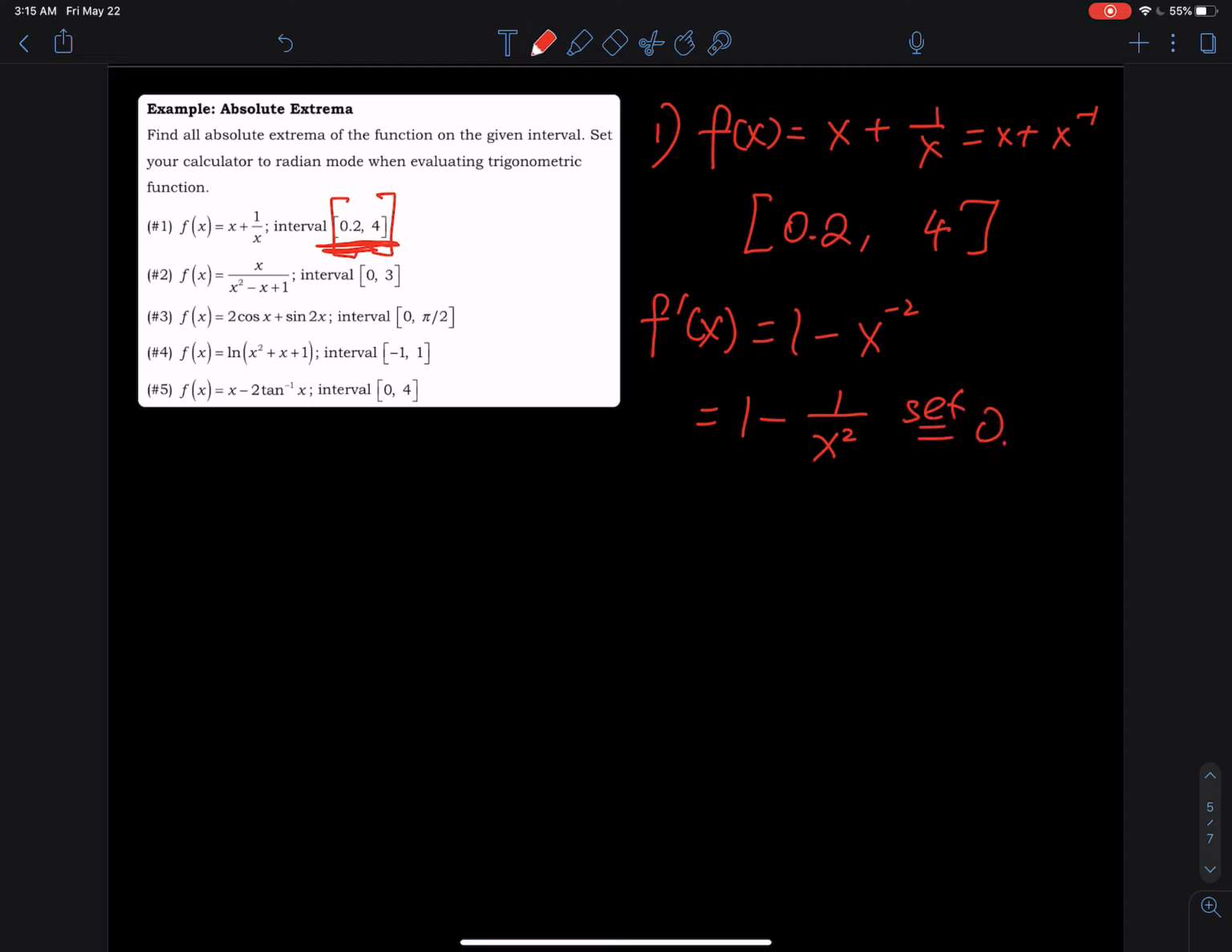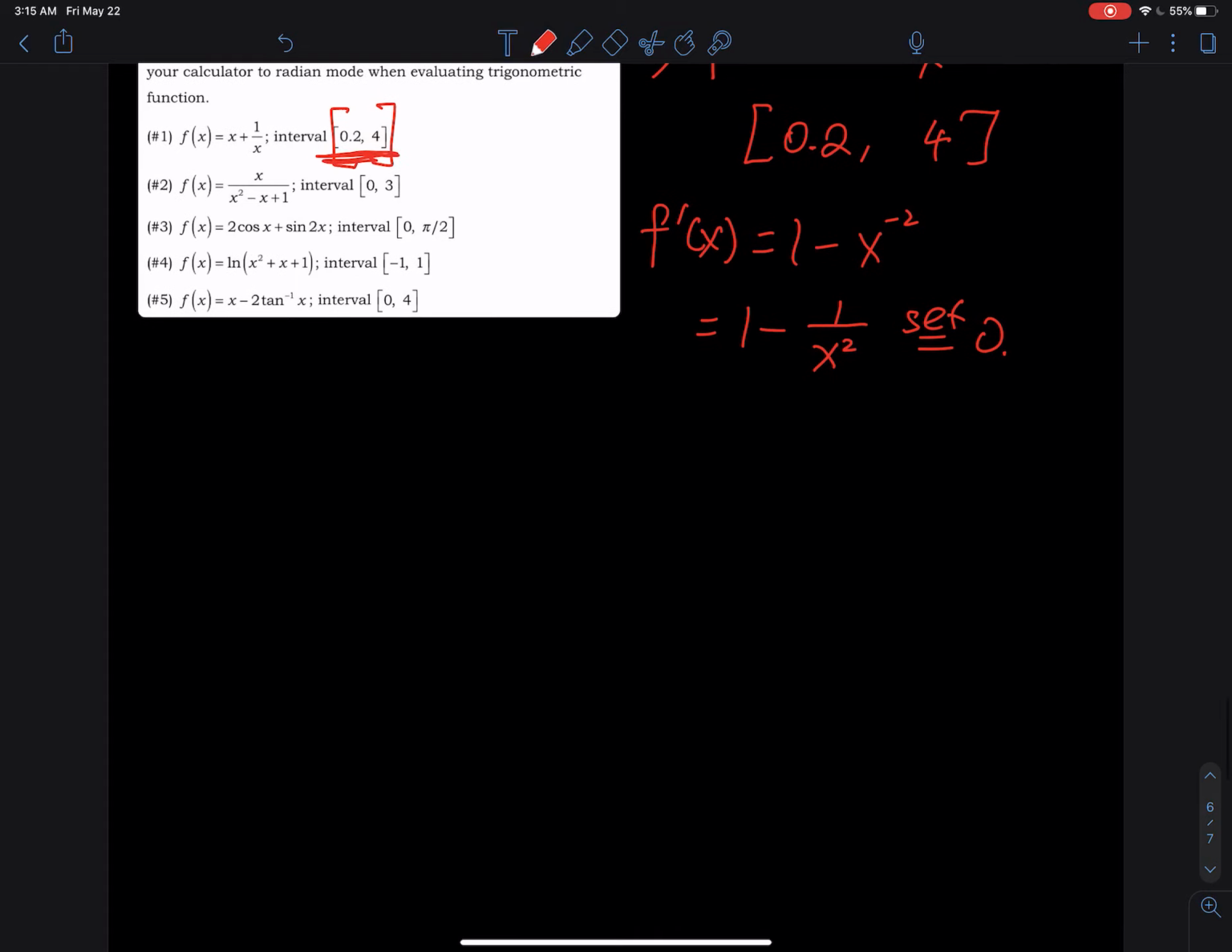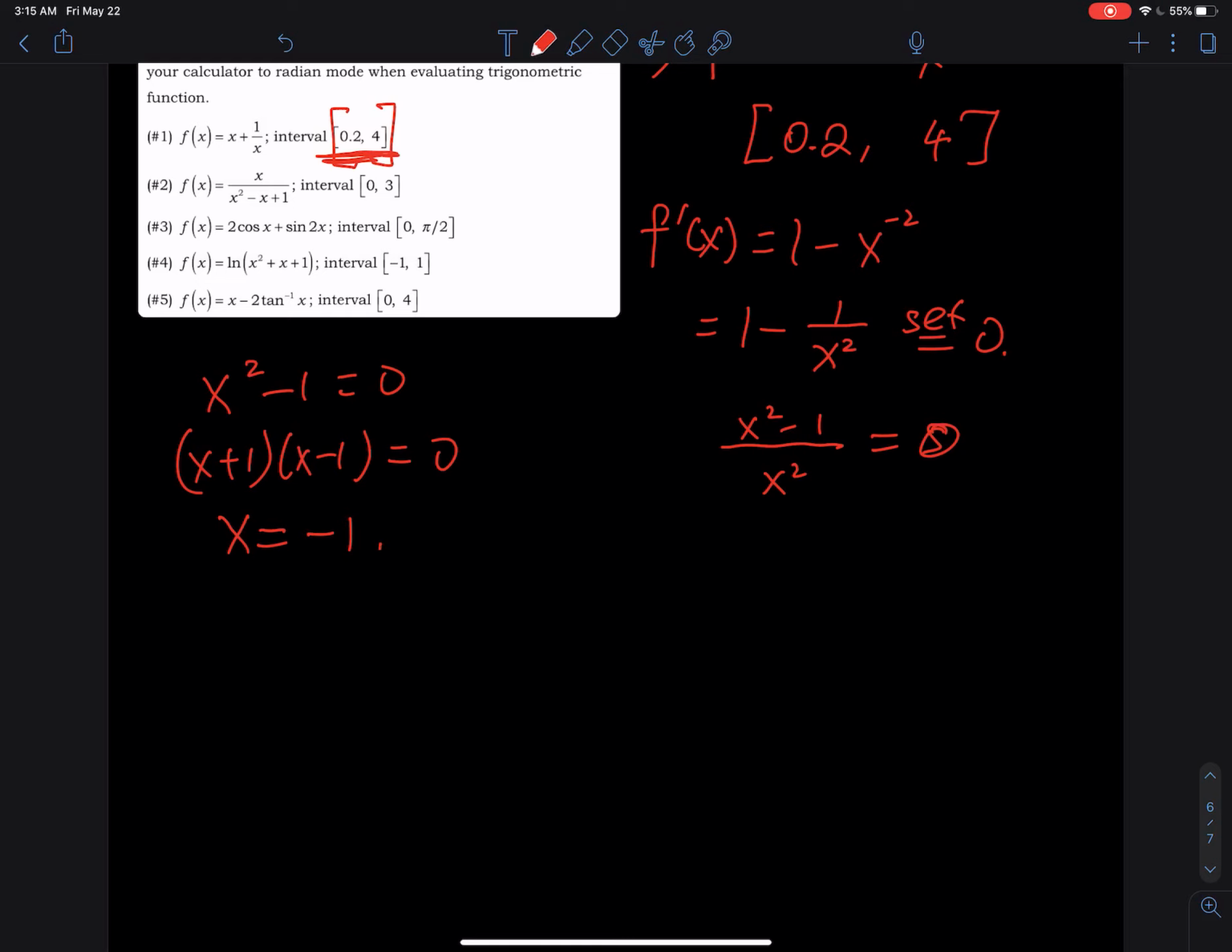And then you solve for x. So here I do a common denominator, x squared. This is x squared minus 1 equals 0. So the only possible way is not making x equal to 0. The only possible way is we have to let the numerator equal 0. So x squared minus 1 equals 0. Factor that, x plus 1, x minus 1 equals 0. So we have x equals -1 and x equals 1 to be my critical numbers or critical values.